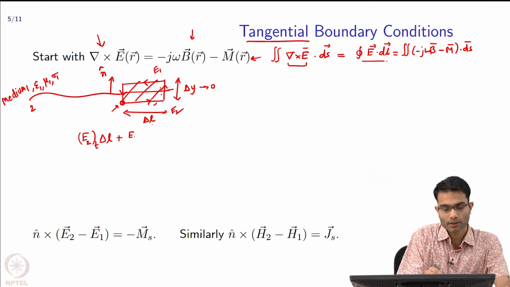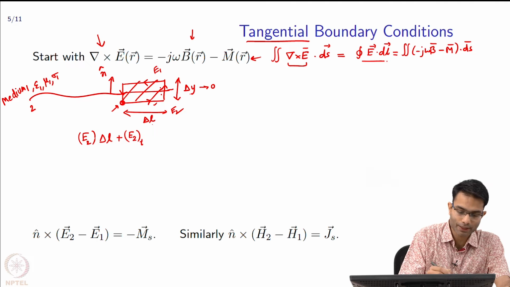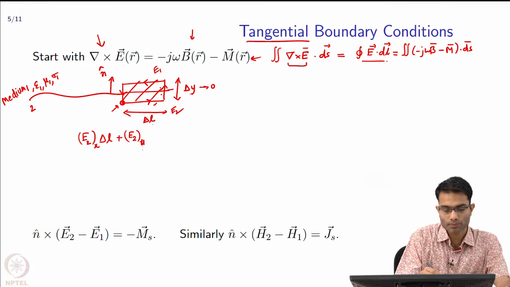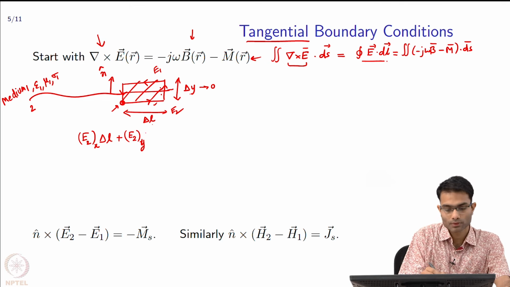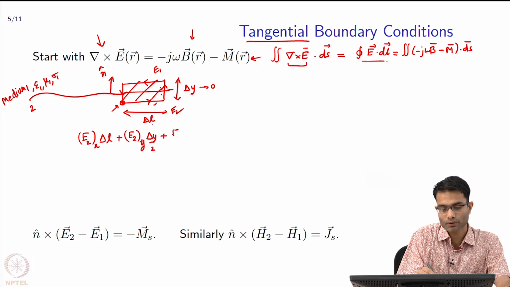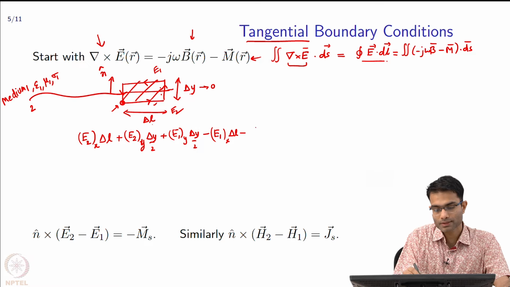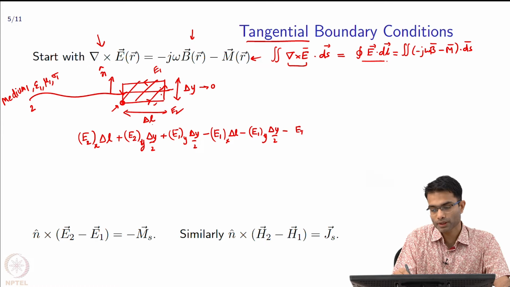Plus E2 tangential. So instead of calling it delta t, let's call this E2 along, say, the x direction, and this E2 is going to be along the y direction, and how much length? Delta y by 2. Similarly, if I go further, I am going to get E1 y delta y by 2. Next term, minus E1 x delta L, then minus E1 y delta y by 2 minus E2 y delta y by 2.